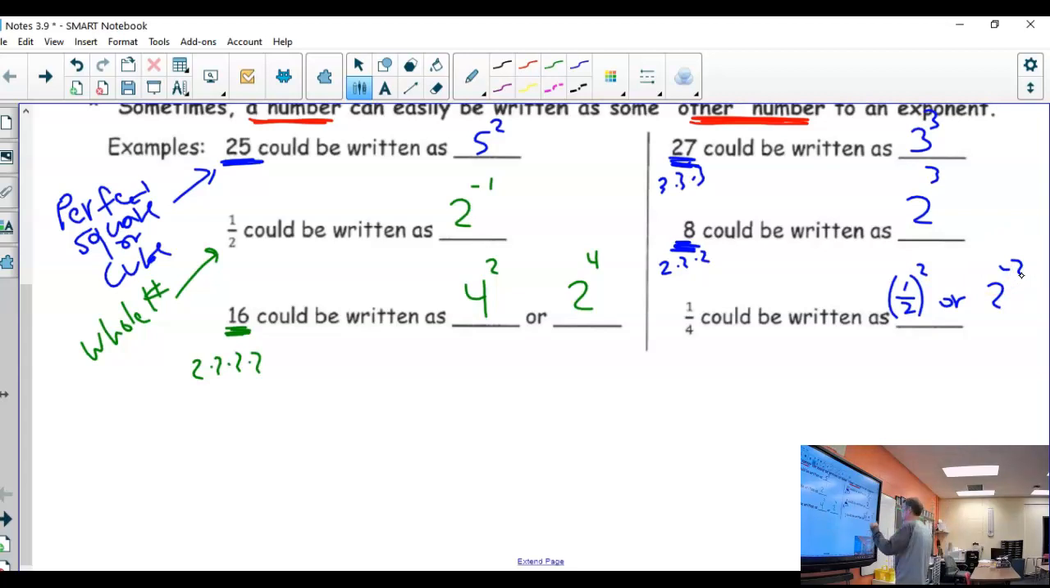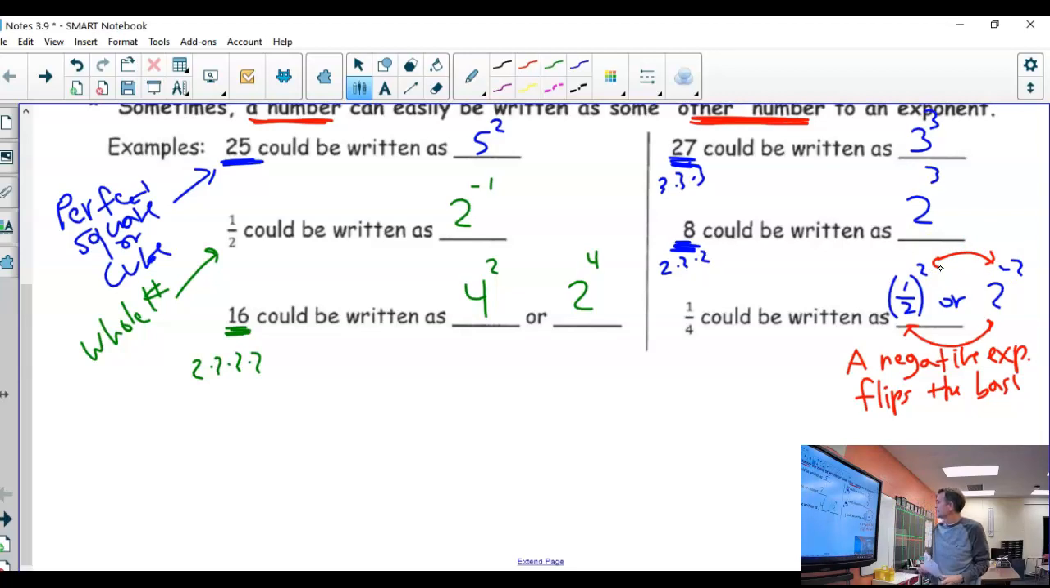All right, let's make a note of that. I think that is a good thing to remember. So a negative exponent flips the base. See how the exponent went negative and it flipped over the base, right? Okay, that is the trickiest kind.